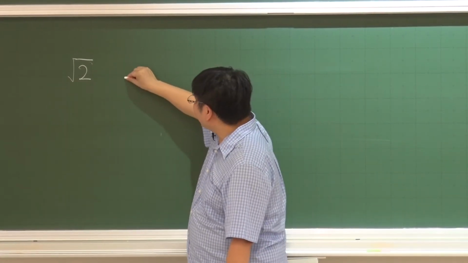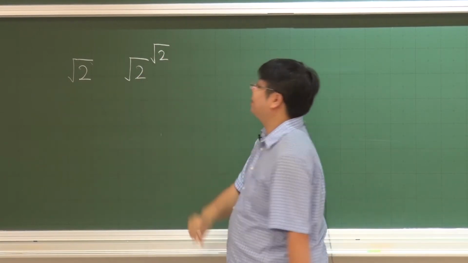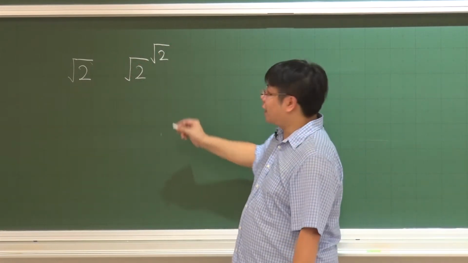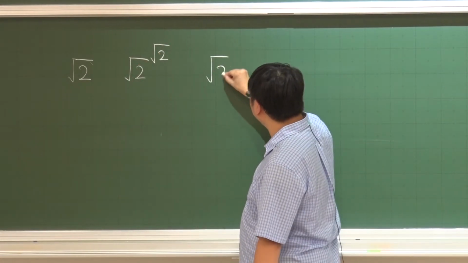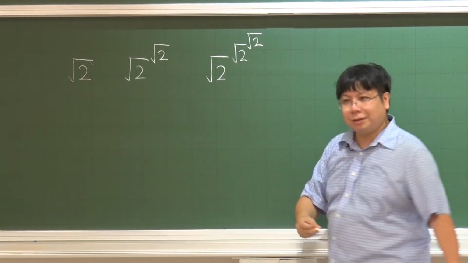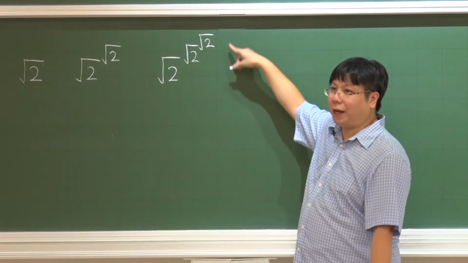So from square root 2, I can create another number. Let me call it square root 2 to the power square root 2. Is that okay? And now once I have this number, I can create a number square root 2 to the power square root 2 to the power of square root 2. Is that okay? So first of all, what does it mean? How do you evaluate this one?